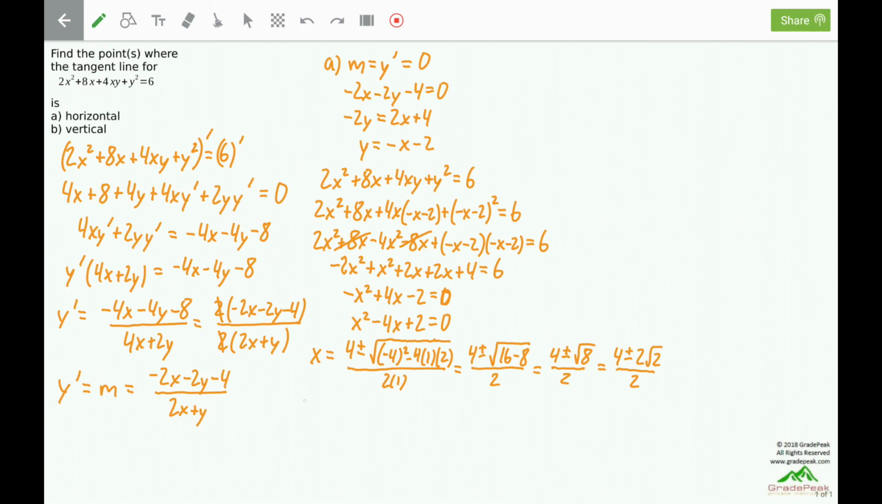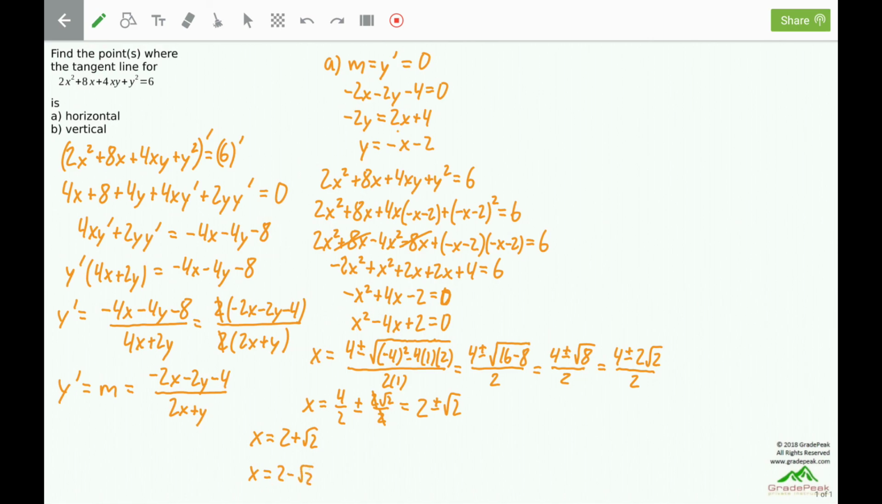We can put each of those over 2 separately, so we will have a 4 over 2 and a plus or minus 2 root 2 over 2. 4 over 2 is a 2, and then plus or minus, the 2's can cancel in the second term, and that'll be just root 2. Now these are two different results here, so we have one of the x's is 2 plus root 2, and one of the x's is 2 minus root 2.